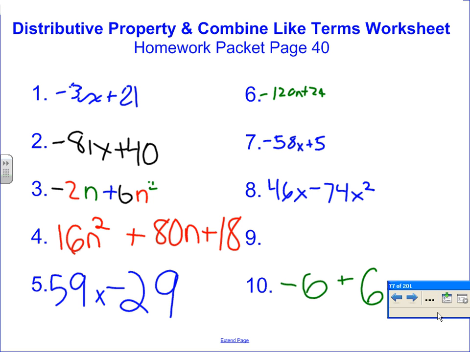Okay, distributive property. I'm going to read through the answers that are up here, and if they're correct, I'll let you know. So you should be checking page 40. Okay, number 1, negative 3x plus 21. Number 2 is not right. Hold on. Am I looking at the wrong answer? No, I'm not. Okay, anyone else want to try number 2? Alyssa.